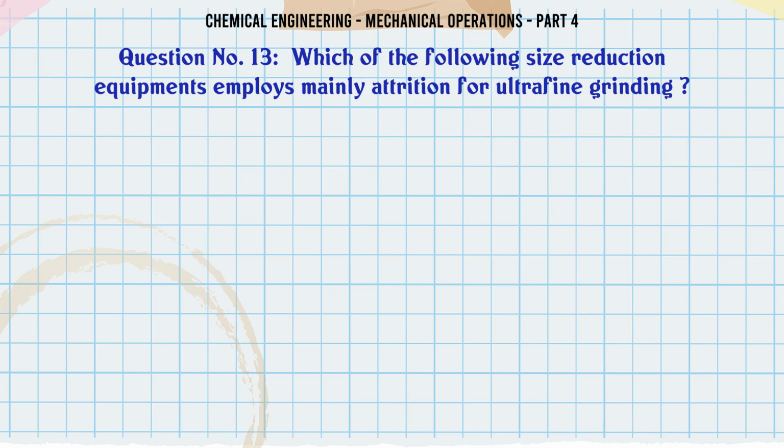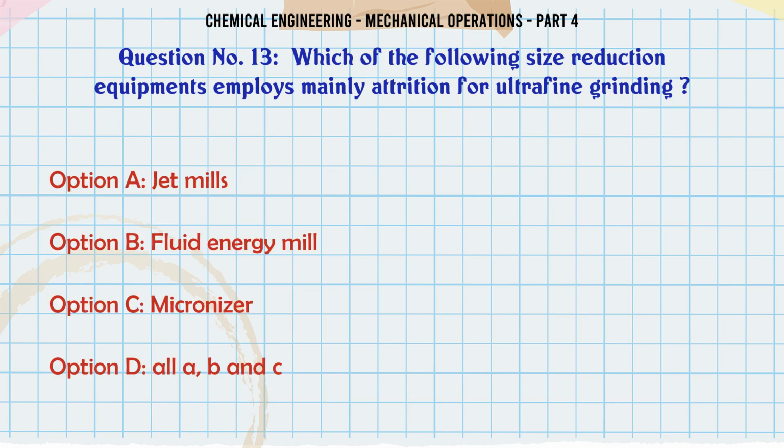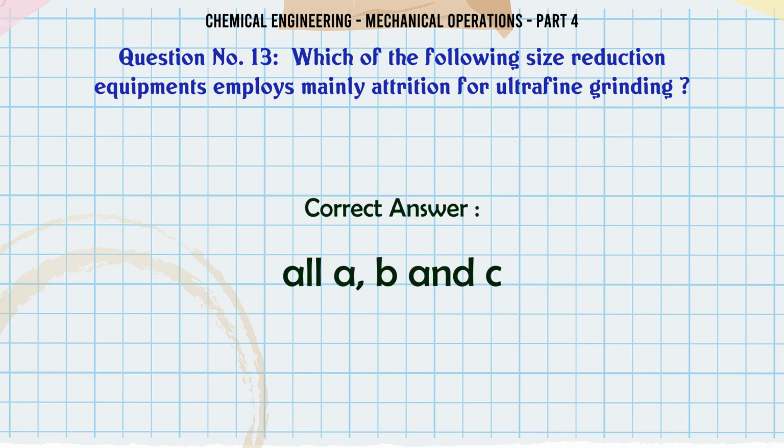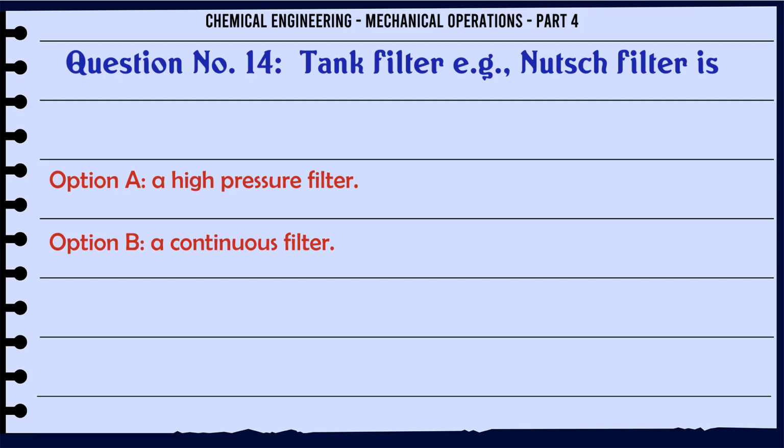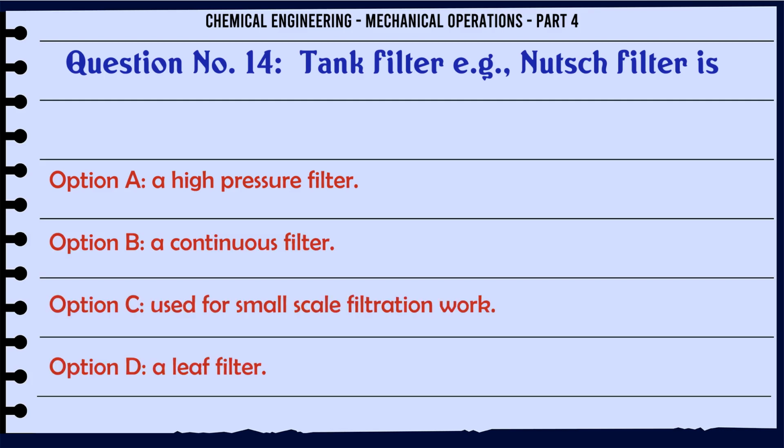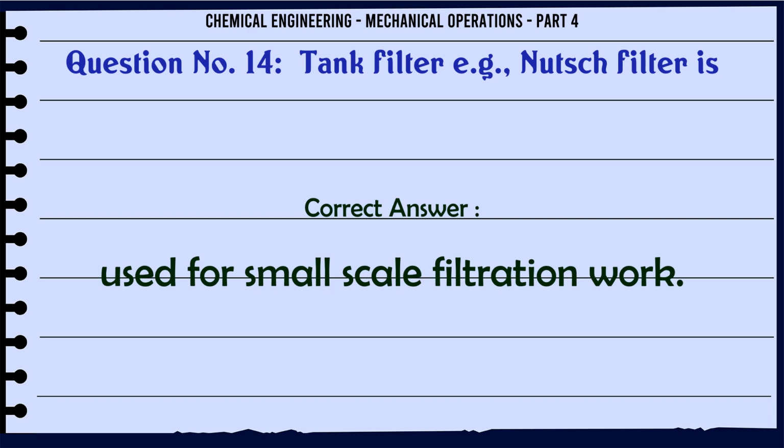Which of the following size reduction equipments employs mainly attrition for ultrafine grinding? A. Jet mills. B. Fluid energy mill. C. Micronizer. D. All A, B, and C. The correct answer is all A, B, and C. Tank filter, e.g. Nutsch filter, is A. A high pressure filter. B. A continuous filter. C. Used for small scale filtration work. D. A leaf filter. The correct answer is used for small-scale filtration work.